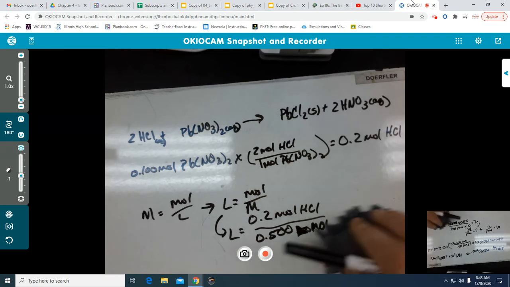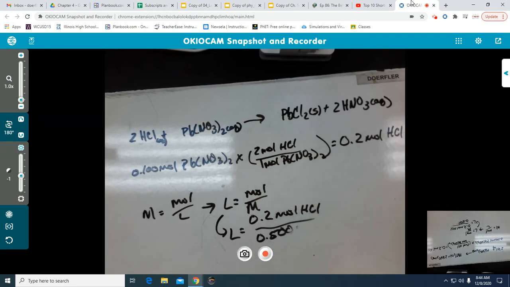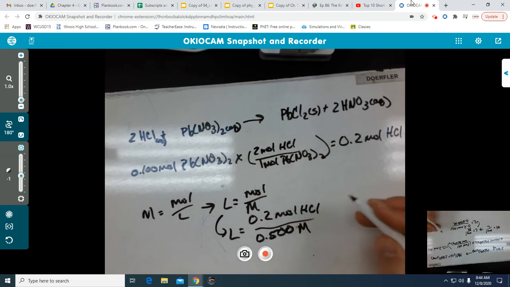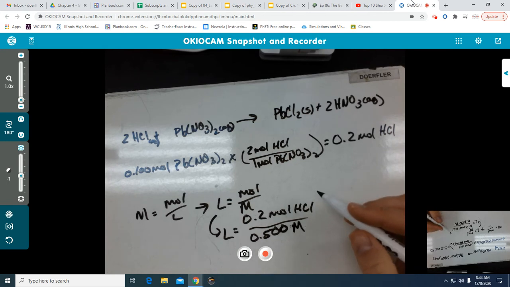Yeah, I'm just going to cross that out. Why did I write that? Stop writing the moles for molarity. There we go. Just out of habit anymore. We've been doing moles so many times.